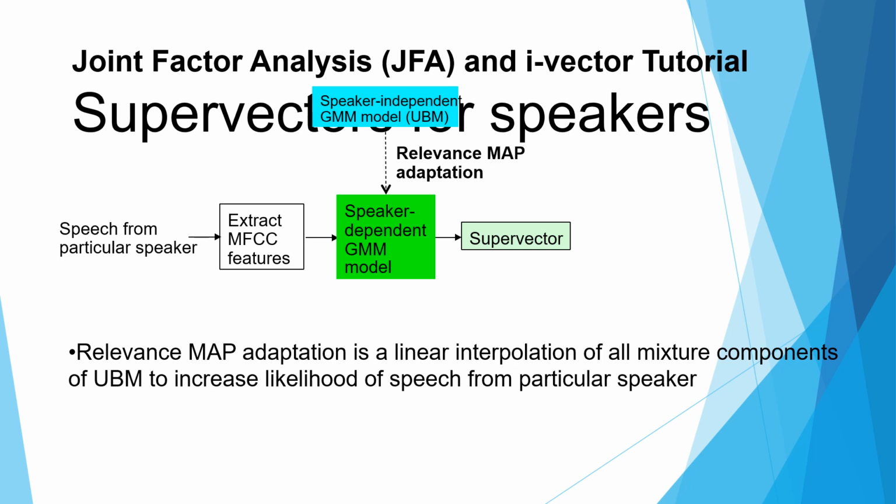Joint factor analysis and i-vector tutorial. Supervector for speakers. Relevance MAP adaptation calculation. This is the speaker-dependent GMM model. Speaker-independent GMM model, UBM supervector extracted from MFCC features. Relevance MAP adaptation is linear interpolation of mixture components of the UBM to increase the likelihood of speech from a particular speaker.